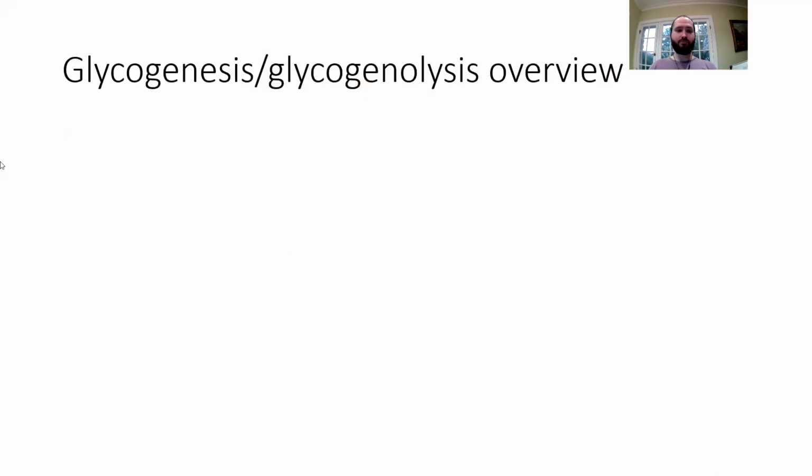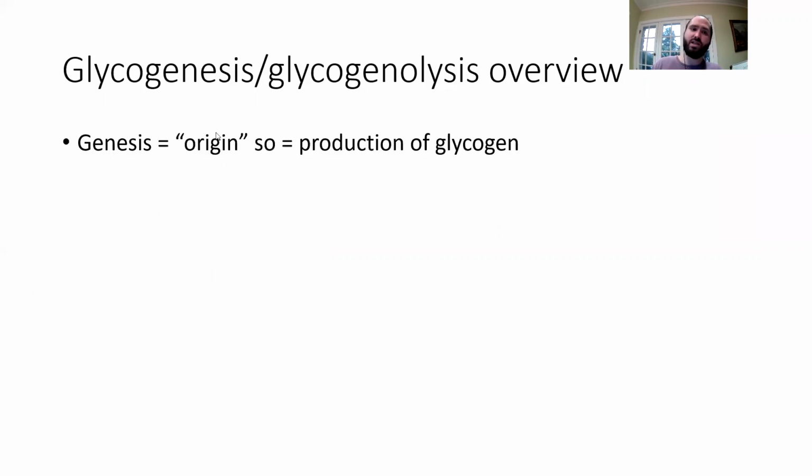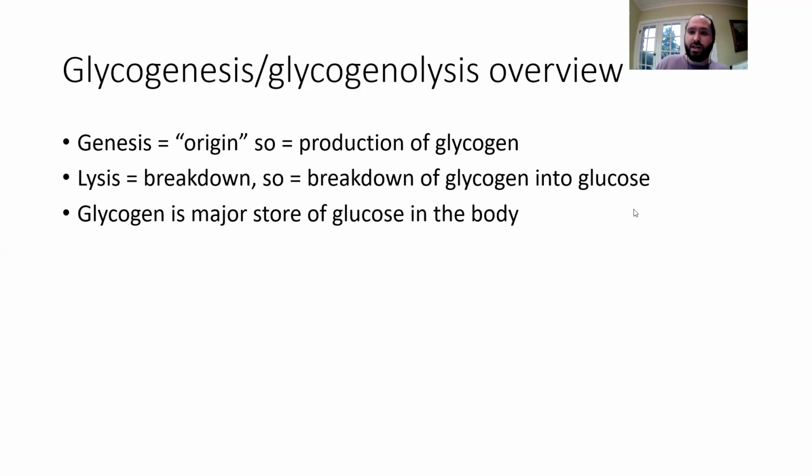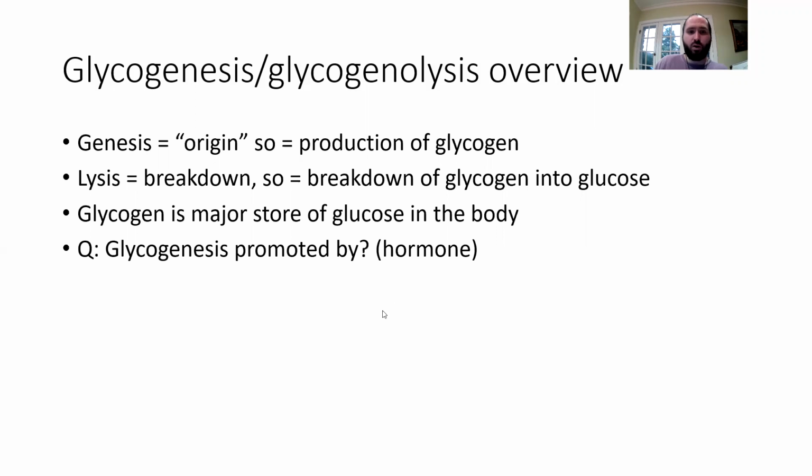Time for glycogen stuff. So two reverse processes involving glycogen: glycogenesis and glycogenolysis. People sometimes have trouble remembering which one's which, but we're going to solve that real quick, because genesis is origins, when we produce glycogen, and lysis we know is breakdown. So breaking down glycogen would be glycogenolysis and building it up would be glycogenesis. Glycogen is the major storage of glucose in the body. What hormone would glycogenesis be promoted by?